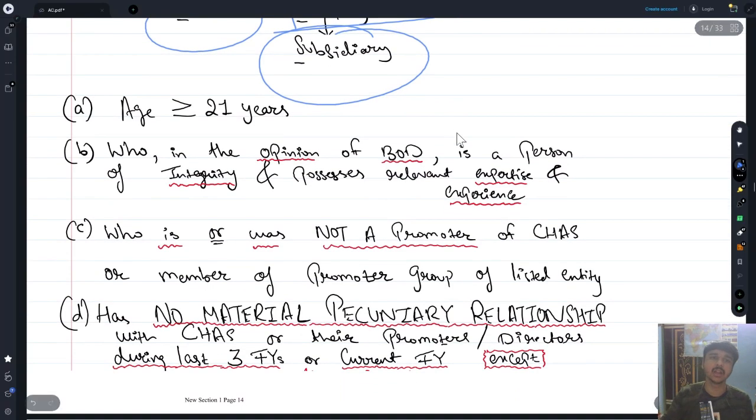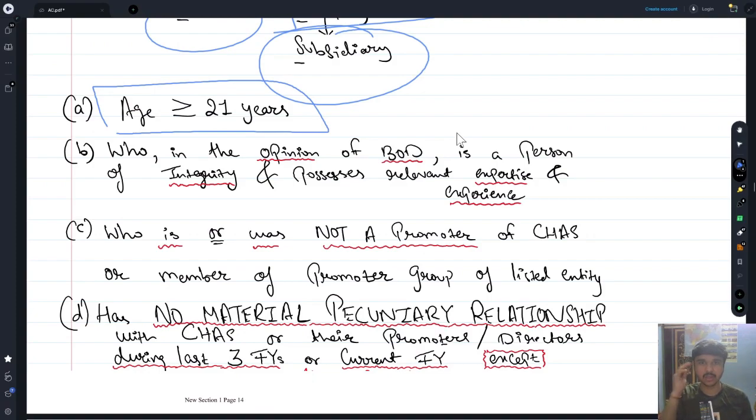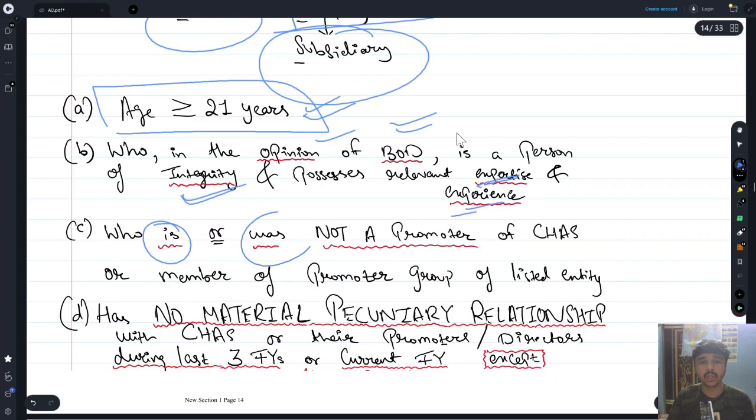Who is an independent director? Obviously you are able to use your conscience, like you are not a mad immature boy. Obviously you need to have a certain age, so you are 21 years of age or more than 21 years of age, right? Second thing, you are in the opinion of the board of directors a person of integrity, expertise and experience. Obviously the board will always think of you as that because they want to appoint you. But yes, the condition is there that in the opinion of the board of directors you should be a person of integrity, expertise and experience. Firstly, you are not, or you were never, a promoter of CHAS.